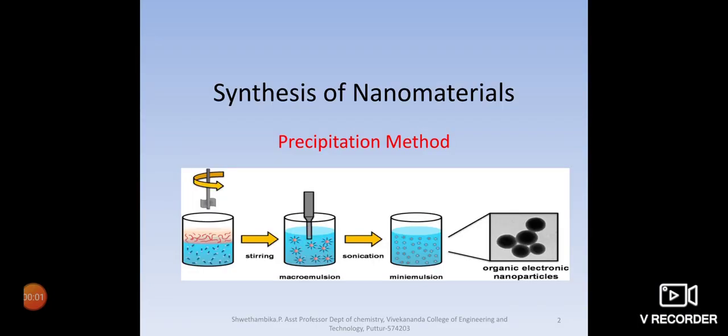Hello everyone. In today's session, let us see the synthesis of nanomaterials by precipitation method from module 5. In the last two sessions, you had seen the synthesis of nanomaterial by sol-gel method and chemical vapor deposition method. So here we will be discussing another approach of synthesis for nanomaterial, that is by precipitation method.